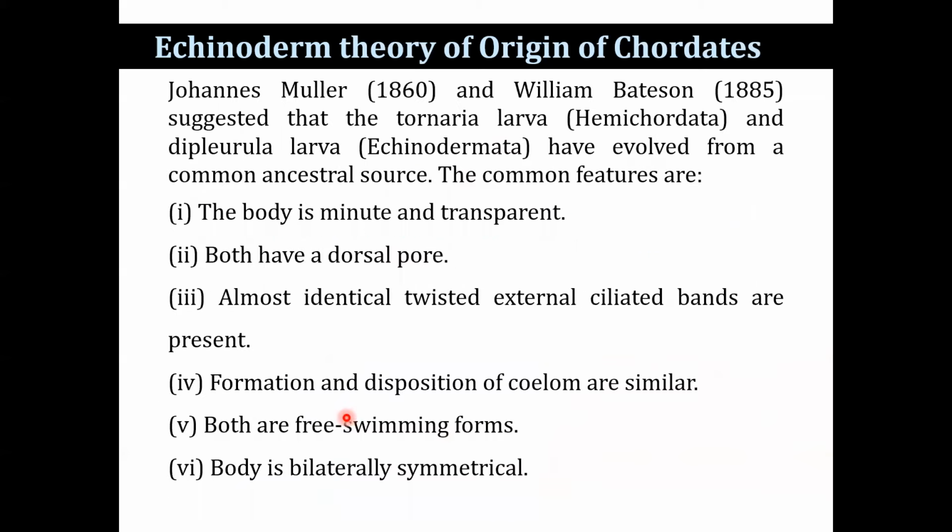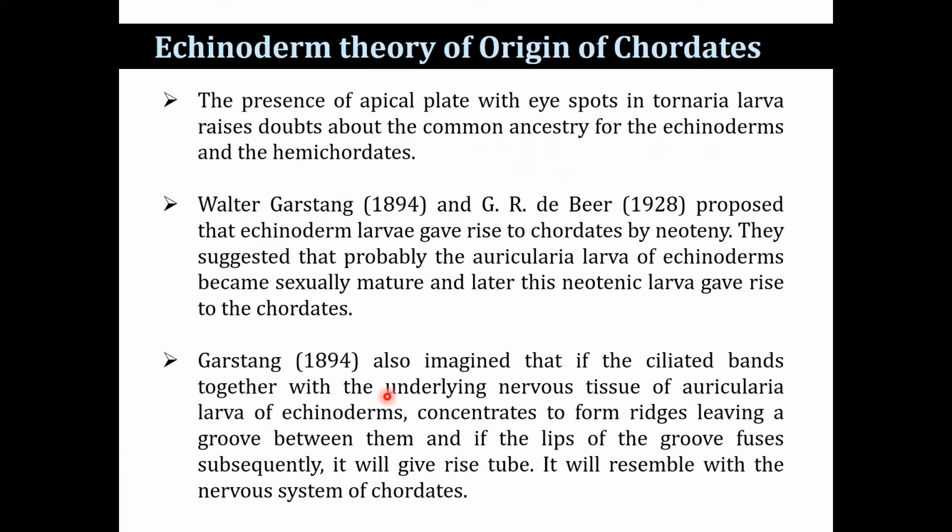Now, Johannes Muller, 1860, and William Bateson, 1885, suggested that the tornaria larva and the Dipleurula larva have evolved from a common ancestral source. And what are the common features? The body is minute and transparent. Both have a dorsal pore, almost identical twisted external ciliated bands, and formation and disposition of the coelom that are similar in nature. Both are free swimming forms and the body is bilaterally symmetrical.